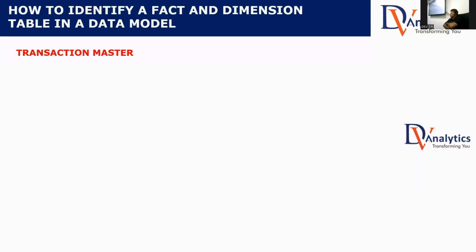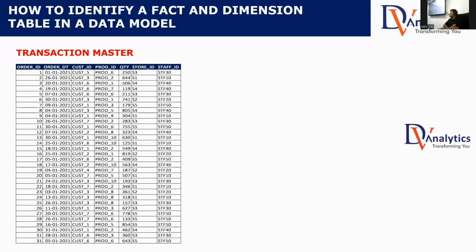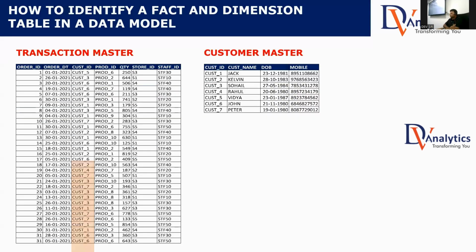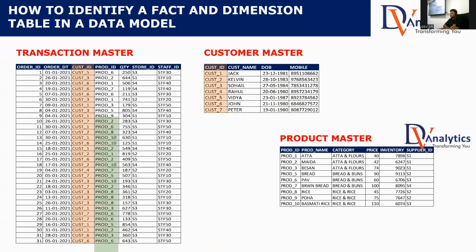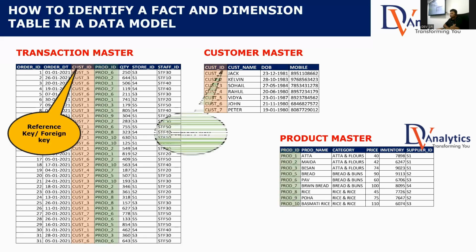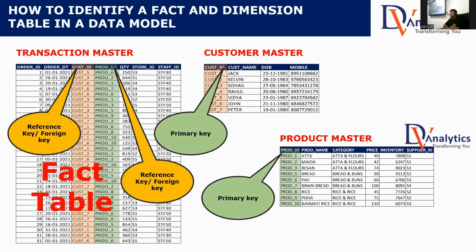So moving on to the next. When we go for designing a data model, we have a transaction master table, yes or no? We have a customer master table. We have a product master table. Now you go for joining these tables. When you make a relationship between transaction and customer, the transaction is called the fact table. The table where you have the reference keys or foreign keys, we call the fact table. The table where you have all the unique values, we call the dimension table. So there are two dimension tables and one fact table.